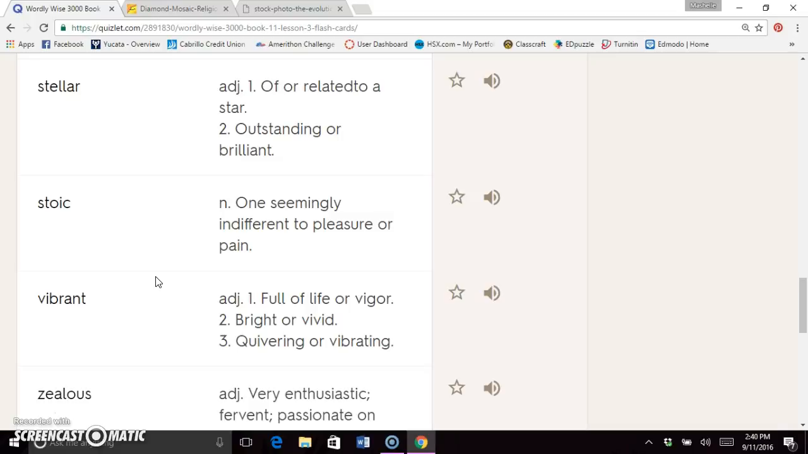So if you didn't notice here, stellar is actually probably the antonym for lackluster. So you might actually want to include those on the cards for each other.